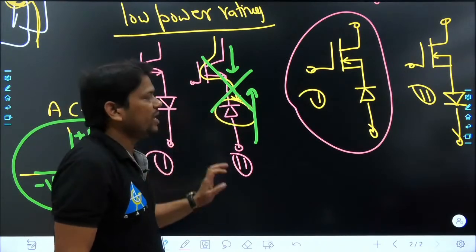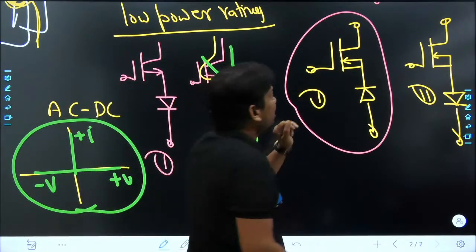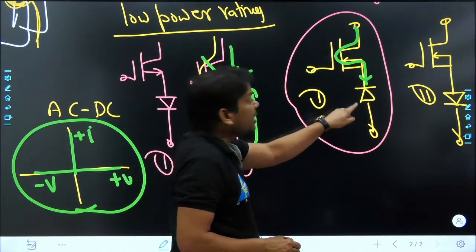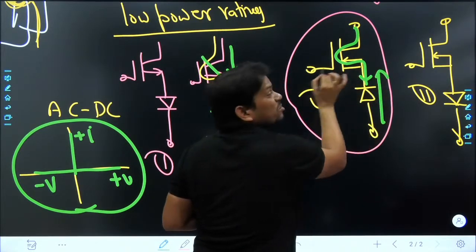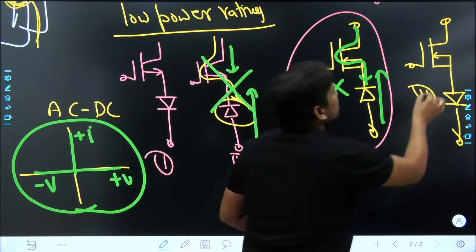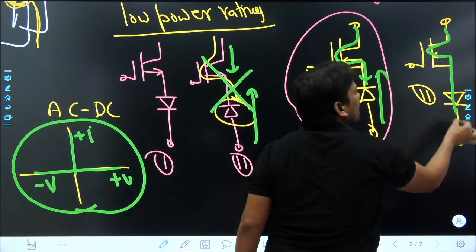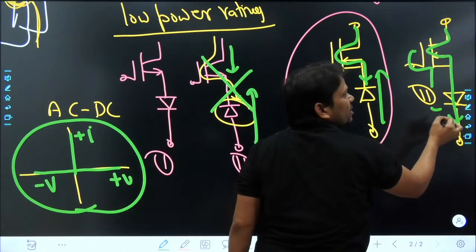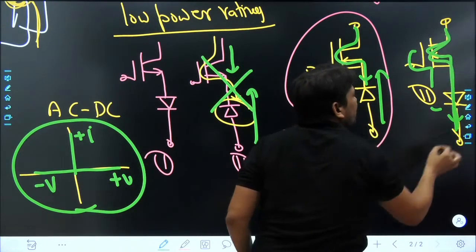So it is not valid. In the same way, my dear friend, when this MOSFET gets turned on, obviously the diode will not. And when the diode gets turned on, obviously the MOSFET will not. So it is not correct as a switch module. What about this one? When the MOSFET is on, the diode will also be on. And when the MOSFET is off, the diode is also off. So my dear friend, in this case, we can design something.